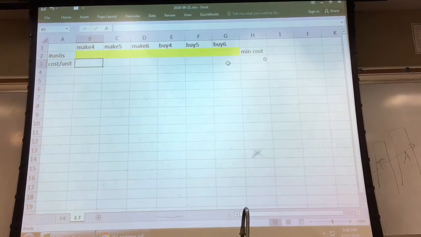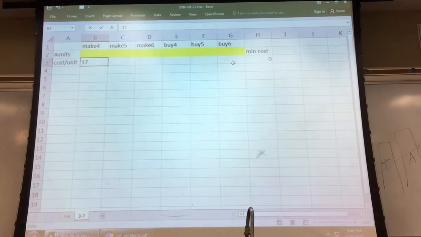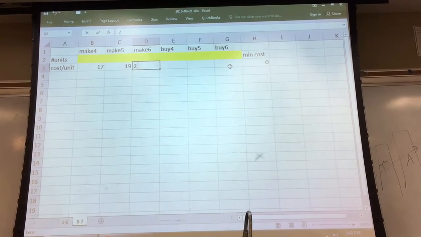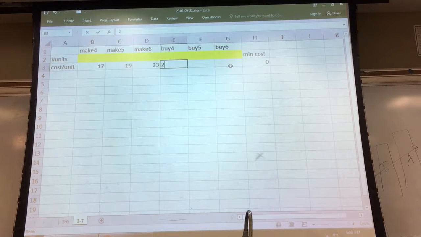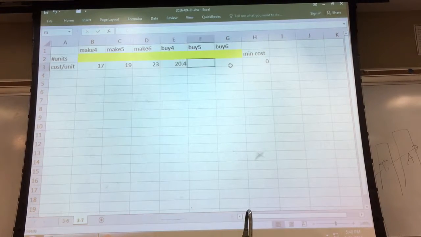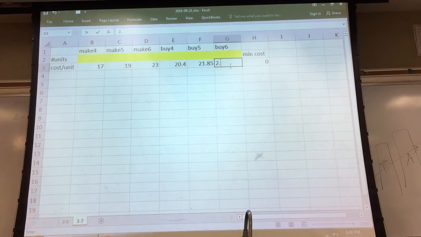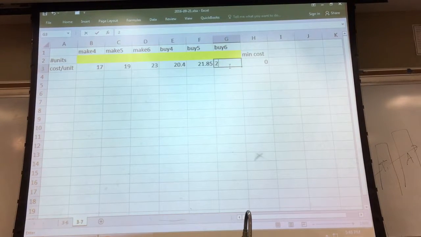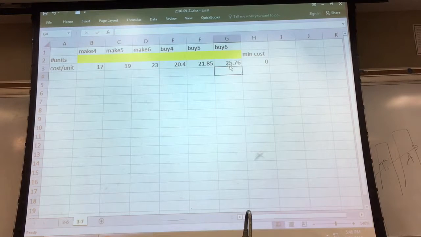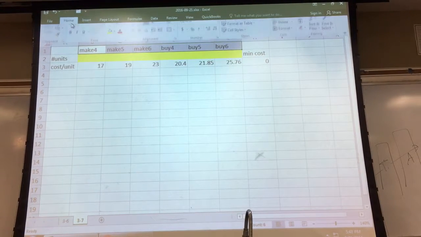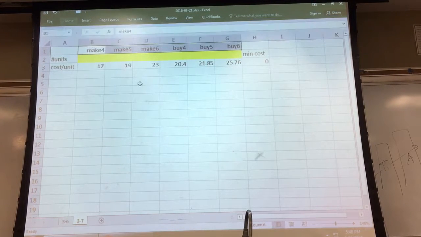So this is, I think, $17. Yes? 19. Next. 23. Next. 2040. Next. 2185. 2576. Revolve it. Now, I like doing this just because I like it by justified.